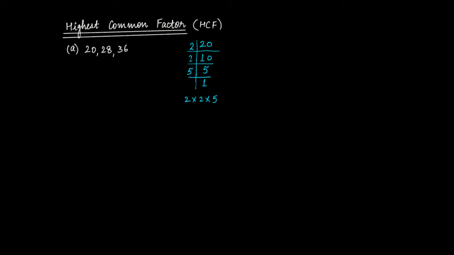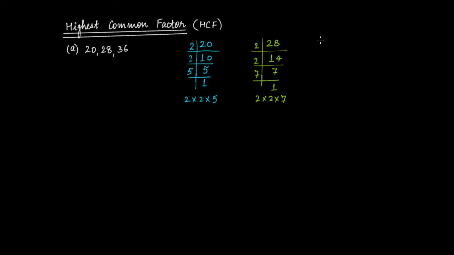28? For 28, you write 28 here and proceed in a similar way. Starting from 2, if you divide 28 by 2, the quotient will be 14. If you divide 14 by 2, the quotient will be 7. And if you divide 7 by 7, because this is the only prime number which can divide 7, the quotient will be 1. The prime factorization of 28 will be 2 times 2 times 7.